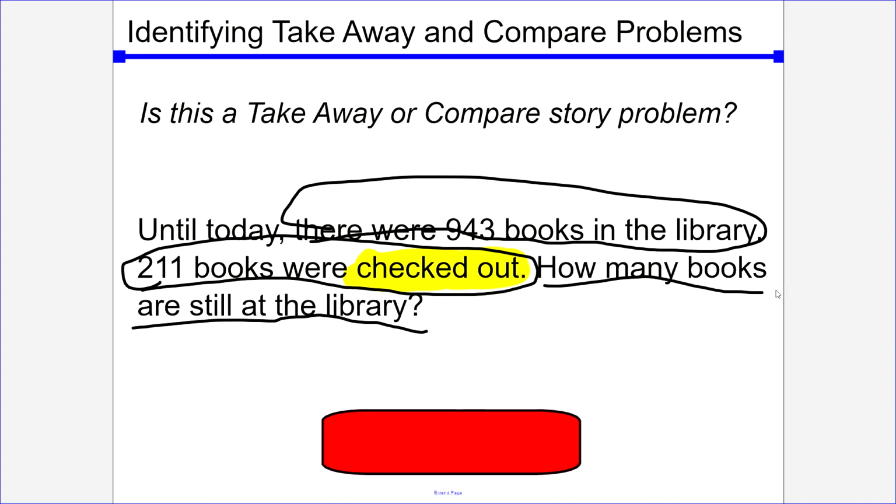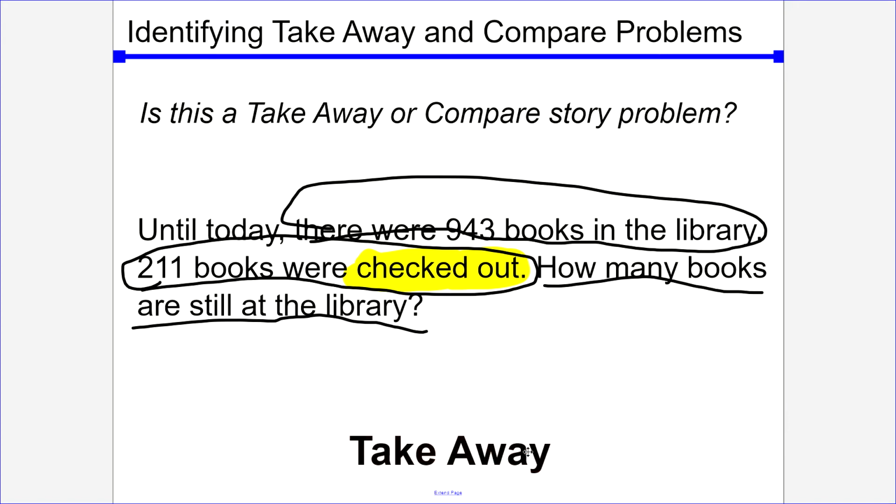So, what kind of problem is this? Takeaway or compare? Yes, this is a takeaway problem because it has the takeaway action checked out. Books are being checked out from the library, which decreases the number of books in the library.